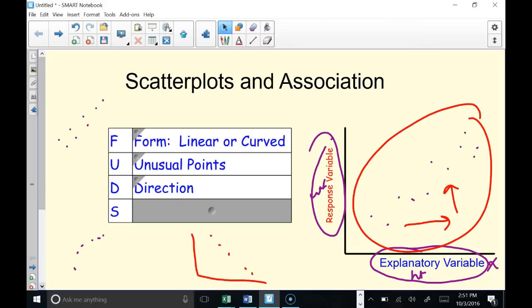And the last thing here is strength. Somehow we want to talk about, does it look like a really strong association where there's not a lot of noise? And you'll see what I mean in a moment. Or does it look like there's a lot of scatter and it's weaker? So kind of summing it up, form is linear or curved. U stands for unusual. D is direction, positive or negative. And S is strength. So let's go on.